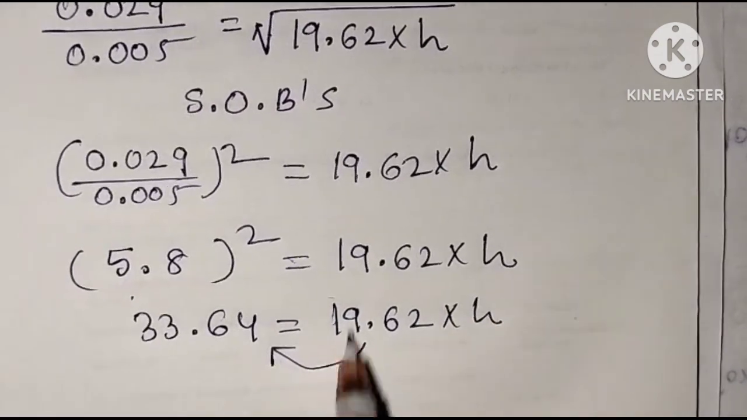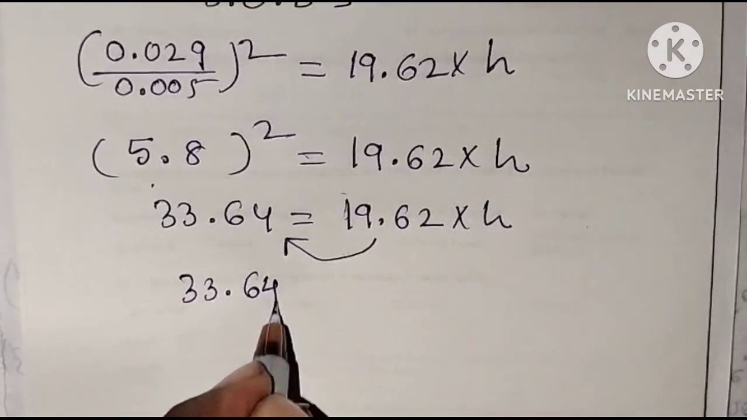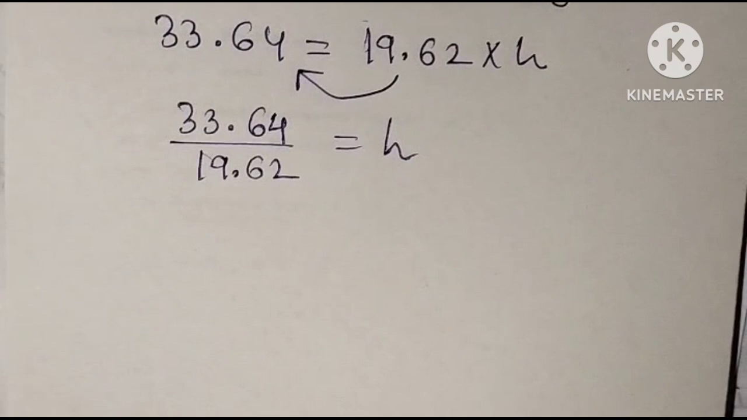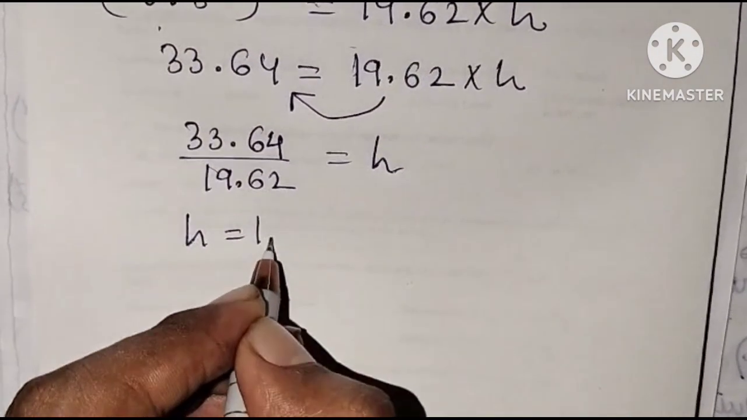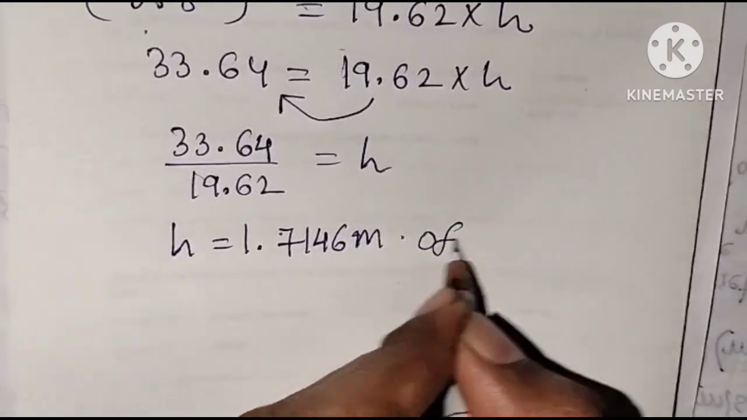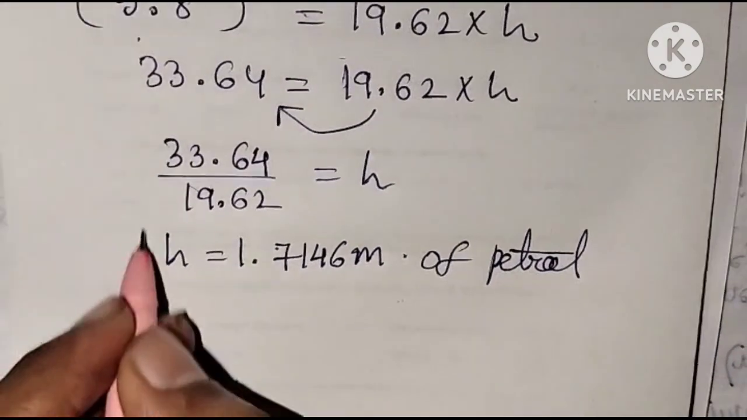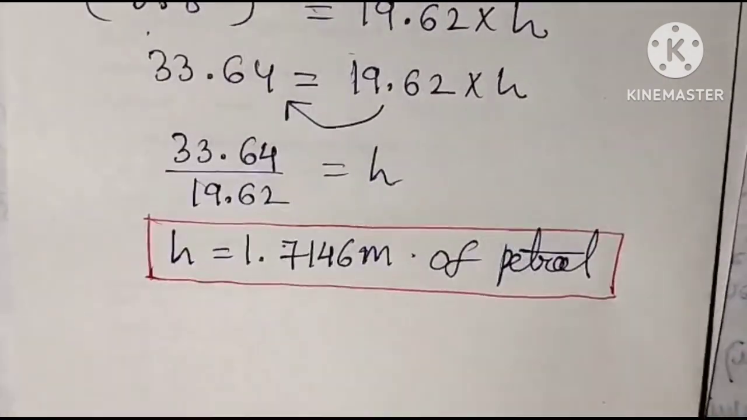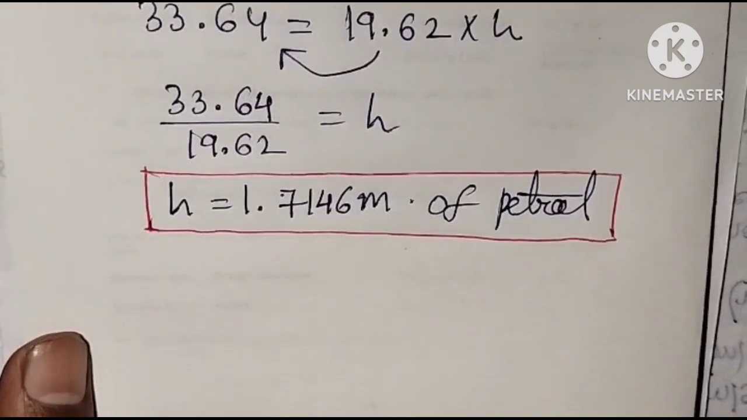Now transpose this 19.62. It becomes 33.64 divided by 19.62 is equal to H. So 33.64 by 19.62, how much? We will get approximately 1.7146 meters of petrol. Okay, so the difference of pressure head is 1.7146 meters.